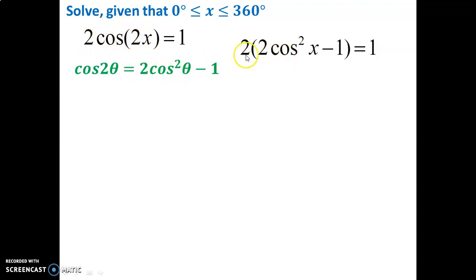That 2 in front still has to be there, see? It's there. So that's the extra 2 here. And then we have that 2 here also. So make sure you see that there's 2 of those. All right, now I'm going to multiply through, and I get 4 cosine squared x minus 2 equals 1.